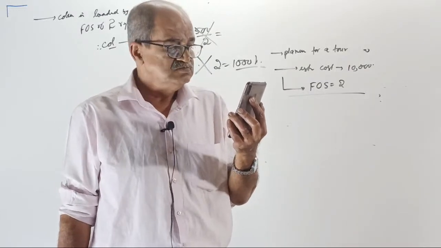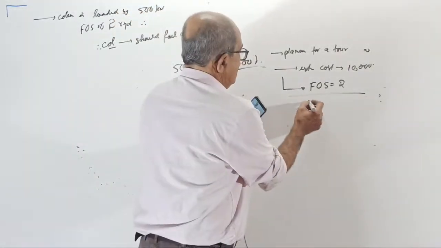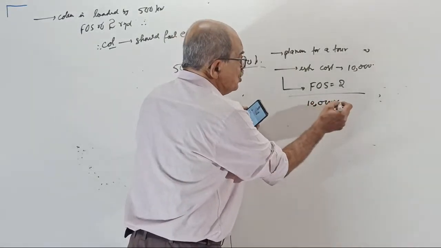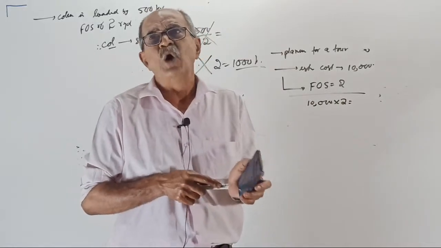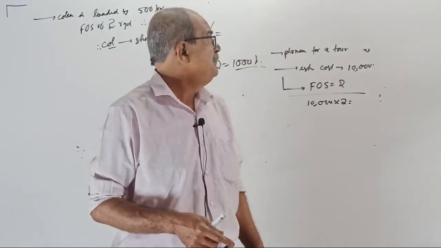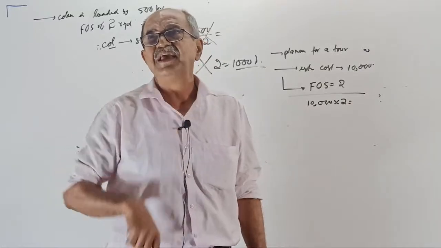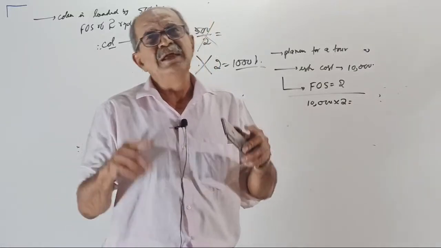Last, I am closing now. 20,000. Why? 10,000 into 2. Not 5,000. If you divide by 2, it is nonsense. People will understand money matter very easily, correct?